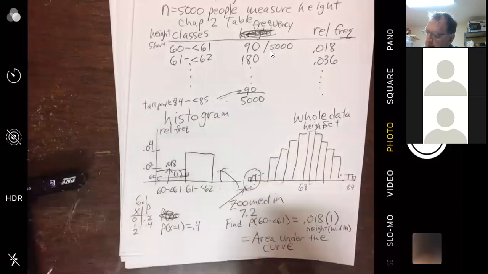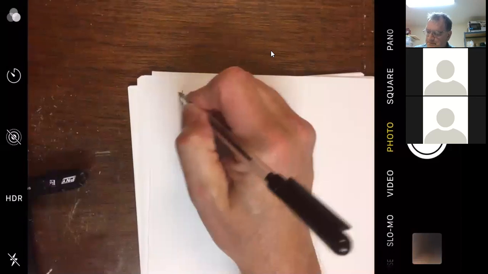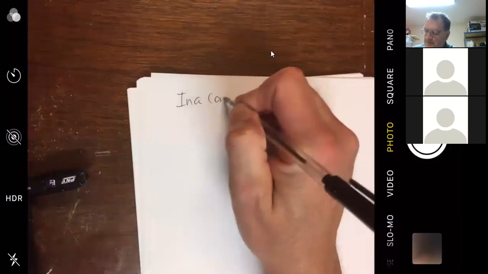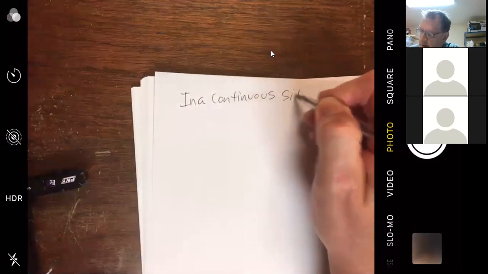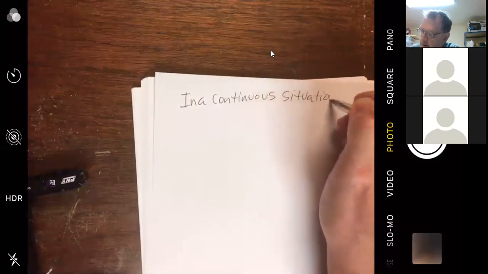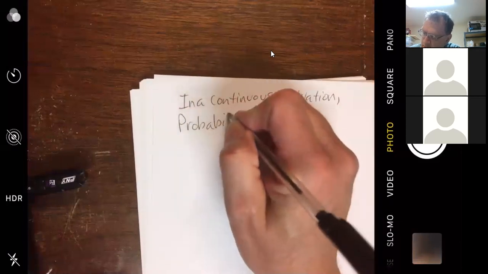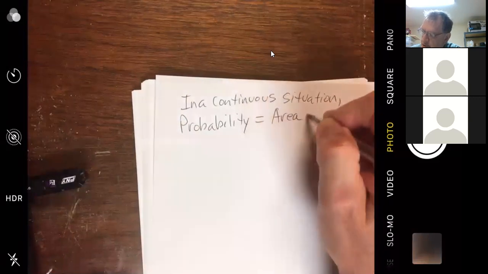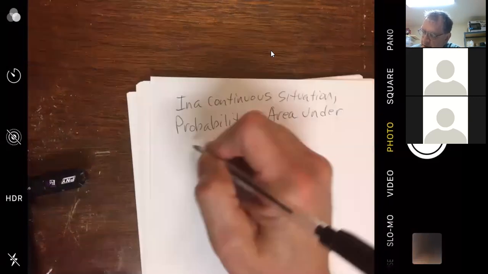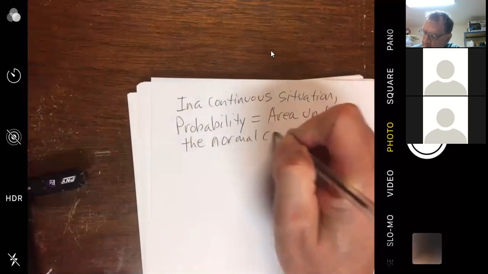But the point being, in a continuous situation, I'll write this down. In a continuous situation, probability equals area under the normal curve.